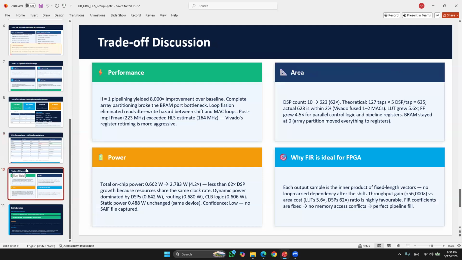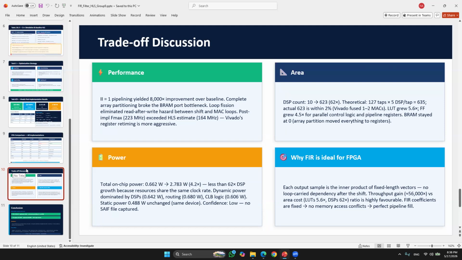Okay, now let's talk about whether these costs were worth it. The throughput gain is about 56,000 times. The area cost is LUTs at 5.6 times, DSPs at 62 times. When you look at these ratios, it's a very favorable trade. It's not an accident, it's just the nature of FIR filters. Every output sample is just a dot product of fixed length vectors. There are no dependencies between output samples, so you can parallelize almost without limits.